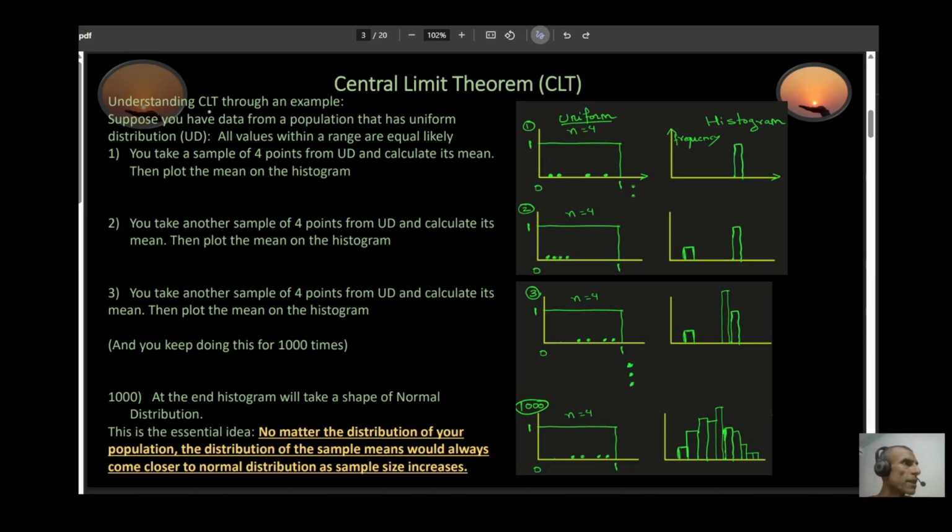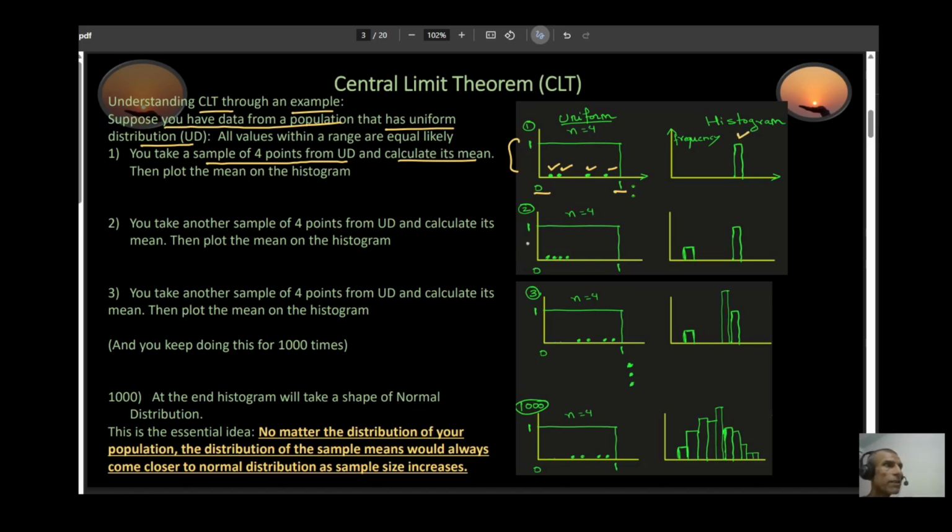So let's understand CLT through an example. Suppose you have data from a population that has a uniform distribution. This one right here. In other words, all the values between 0 and 1 are equally likely. And suppose I take a random sample of 4 points from this uniform distribution and I calculate its mean. So these are my 4 points: 1, 2, 3, 4. I calculate the mean value of that, and I plot a histogram based on that mean value. Let's say this is my histogram.